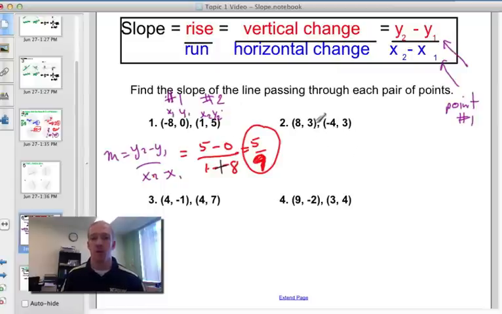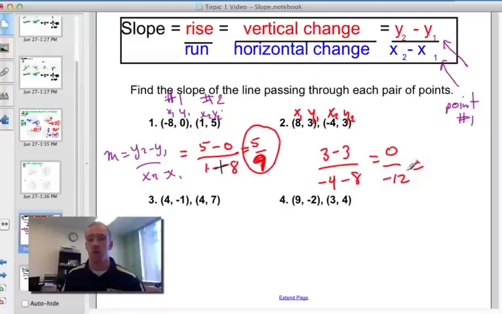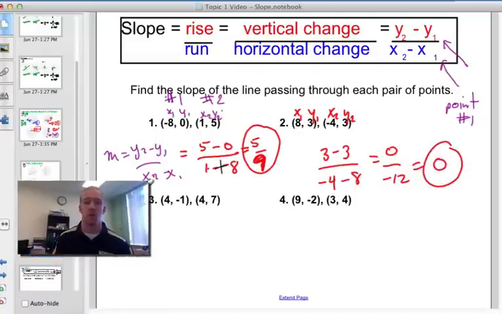So here we have x1, y1, x2, y2. So that gives us 3 minus 3 over negative 4 minus 8. It's very important that you subtract these in the right order or you'll get the opposite slope. So that would be 0 over negative 12, which is 0, since 0 divided by anything is 0, so that's our slope.